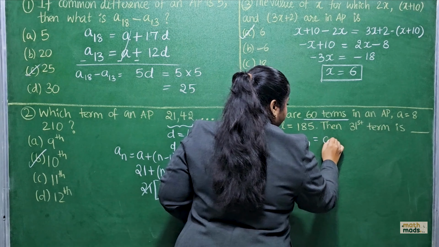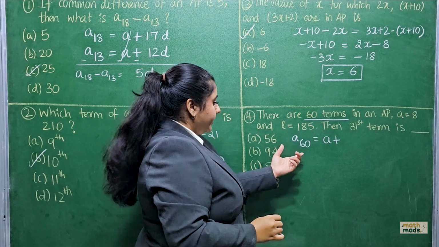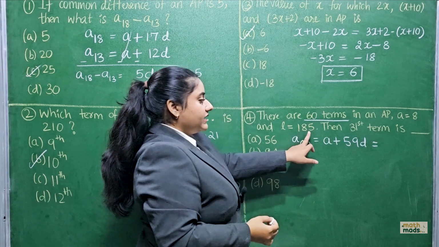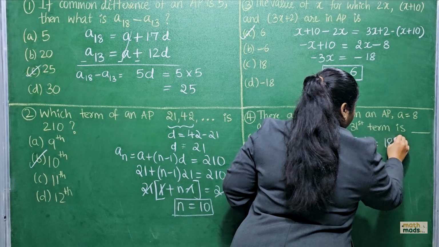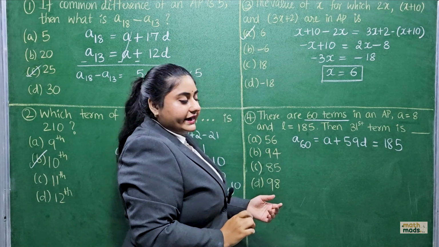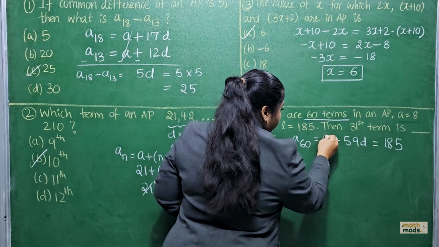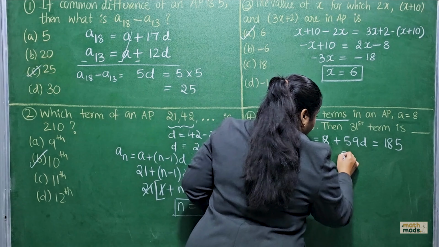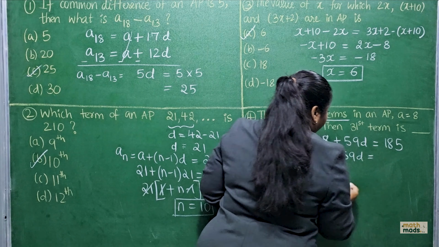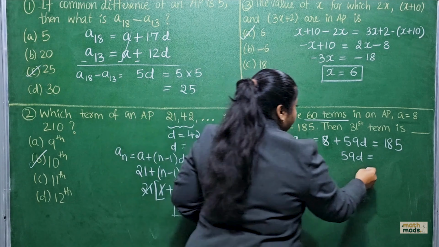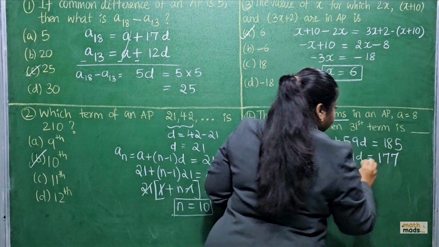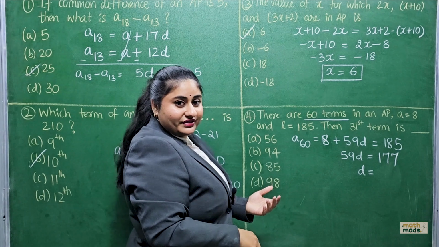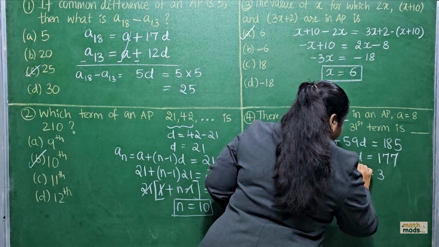How can I write this as a plus n minus 1 into d, that is 59d is equal to, they have given it as 185. And I also know the first term as 8. So in place of a, I can just substitute 8. So 8 plus 59d is equal to 185. Now 59d will be equal to 185 minus 8, that is equal to 177. Now what will be d? d will be equal to 177 divided by 59, that is nothing but 3.